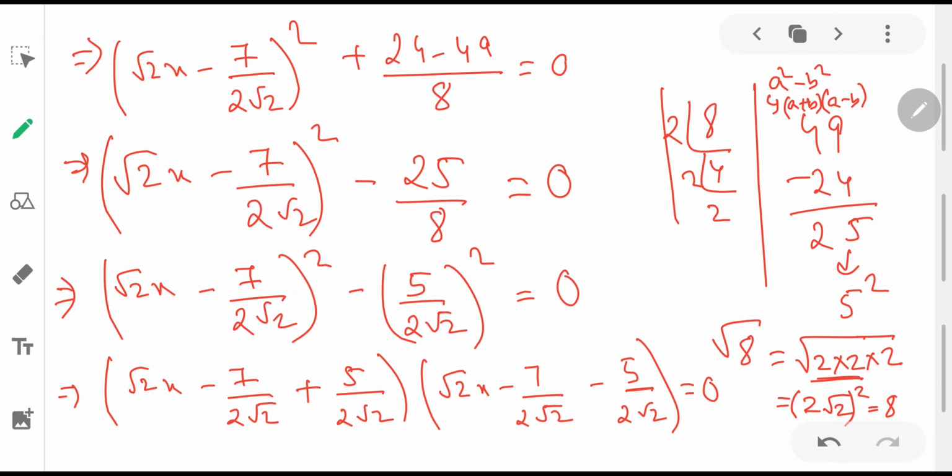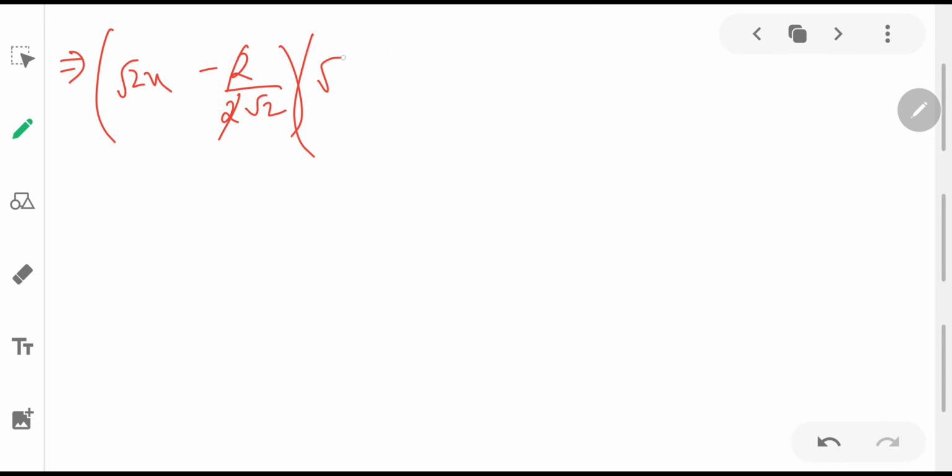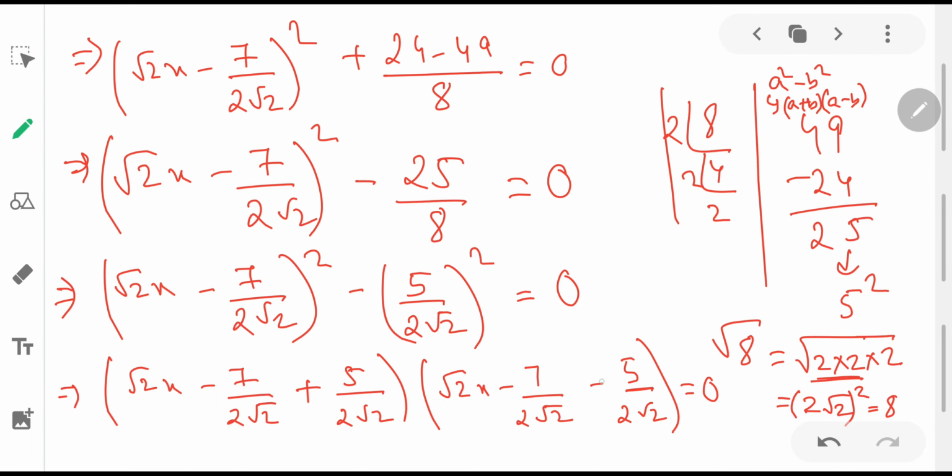Let's go to the second term and see what we will have here. Root 2x, and here what we will have? Minus 7 minus 5. So we need to do the addition now, which is 12. So it will be minus 12 by 2 root 2.